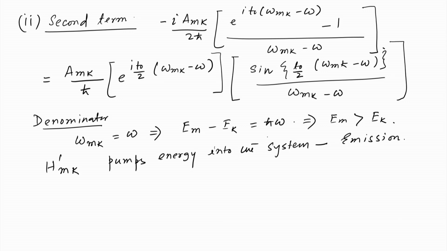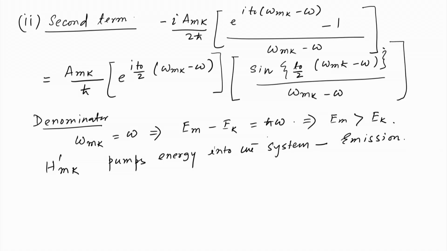Okay. So basically we will concentrate more on this term rather than on the first term, because this term makes a large contribution close to the resonance, that is when omega mk becomes equal to omega. In any case, both terms are equally important. Let me explain that with a diagram.